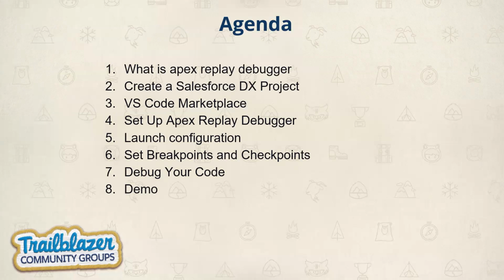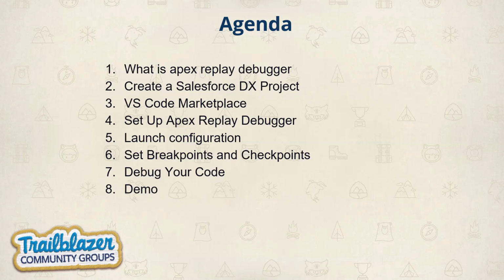Then how to create an SFDX project, I will show you how to create that, and the VS Code Marketplace, so how to find this extension. We will see all these things. Then set up Apex Replay Debugger. We have to configure the Apex Replay Debugger first, otherwise you will not get the benefit. We have to write some JSON in a configurable file, launch.json, and we will set up all the things, right? Then we have launch configure. We will see this launch configure in this session.